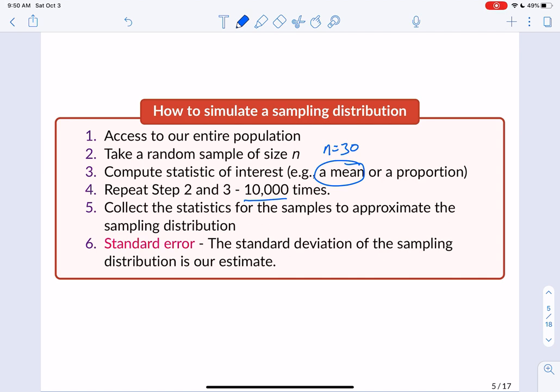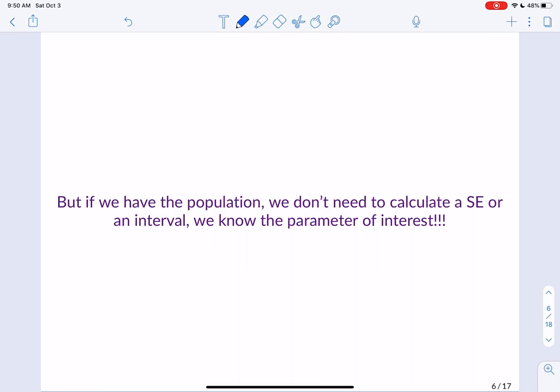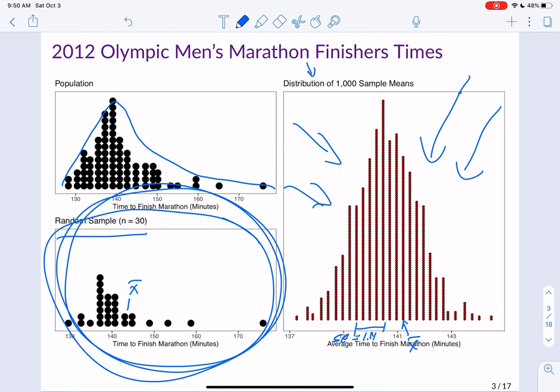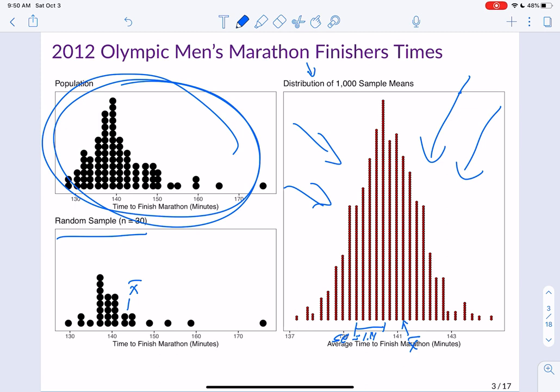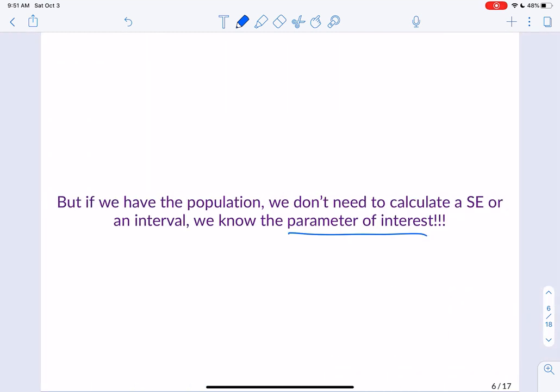So this is really just a recap of what I said previously. But if we have the population, we don't need to calculate a standard error. We don't need an interval estimate because we know what the parameter of interest is. If I had access to this whole thing, I can just calculate the average men's finisher time in 2012, and that is going to be my parameter of interest. That is mu. So there's no reason to calculate an X bar and say my sample mean is my best estimate of my population mean, or create an interval estimate to get a range of plausible values for my population mean. If we have access to our population, we don't need to do any of that. We just calculate the parameter of interest, which is mu. So that's kind of a problem.